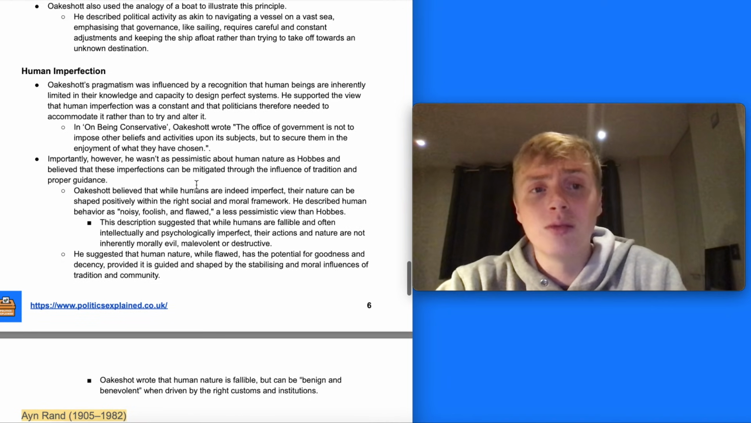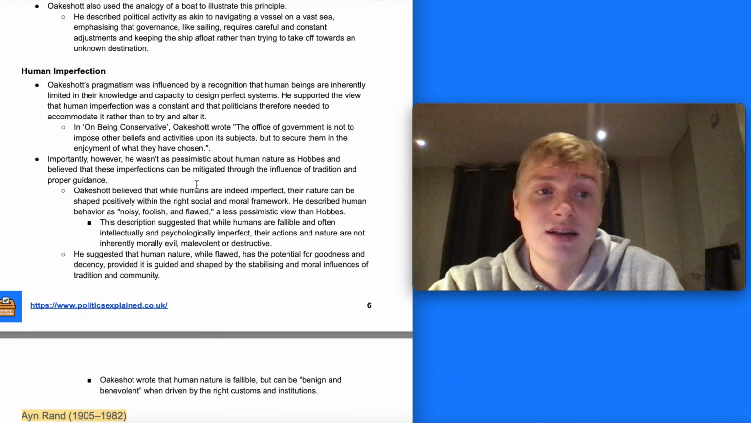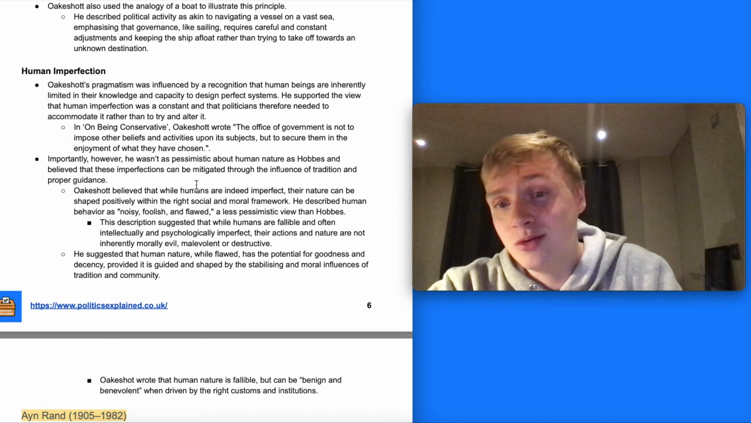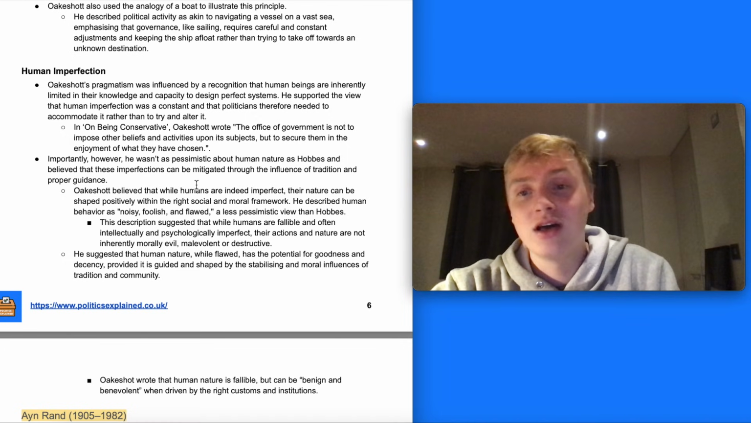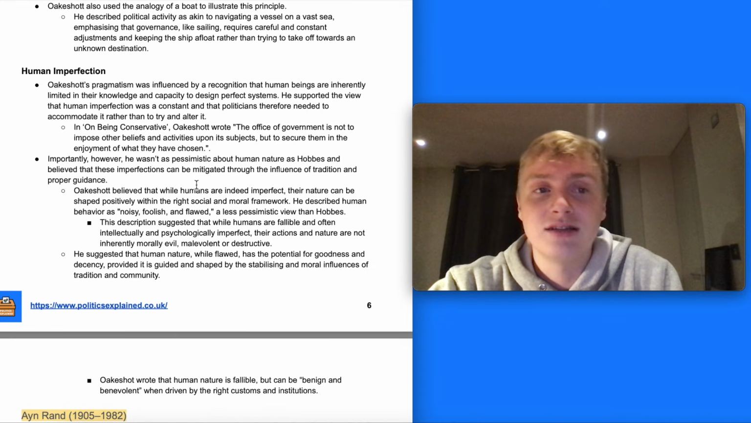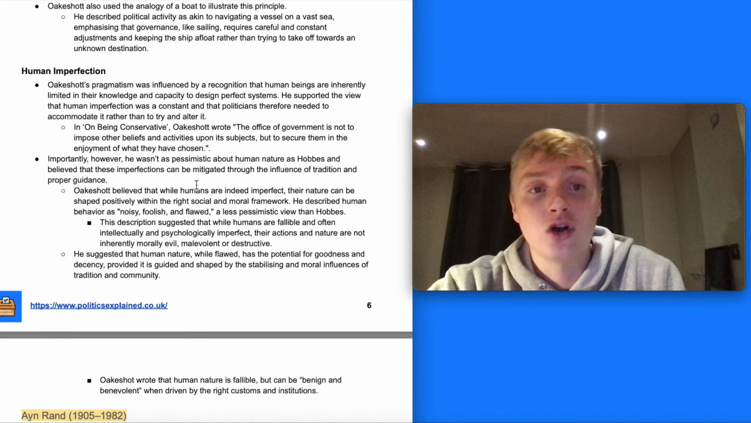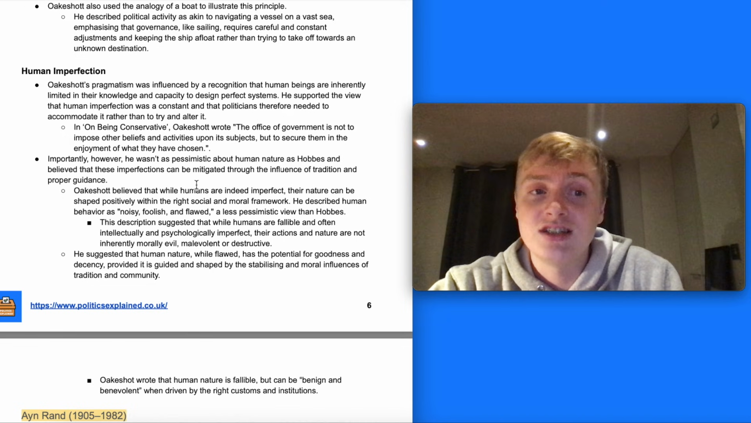And again, a real belief in human imperfection that he recentered in the 20th century. It's linked into this pragmatism. Humans aren't perfect, they're intellectually imperfect, so they can't design these perfect systems. And he supported the view that human imperfection was a constant that politicians should seek to accommodate.